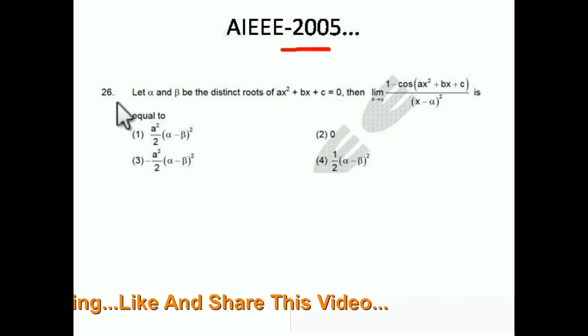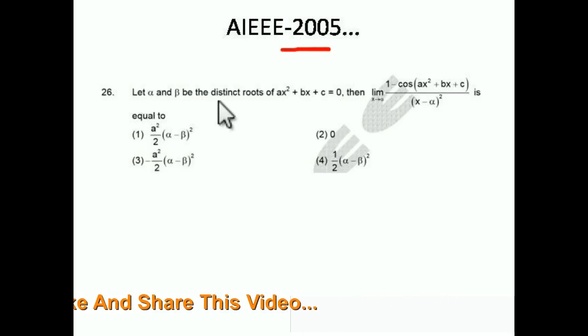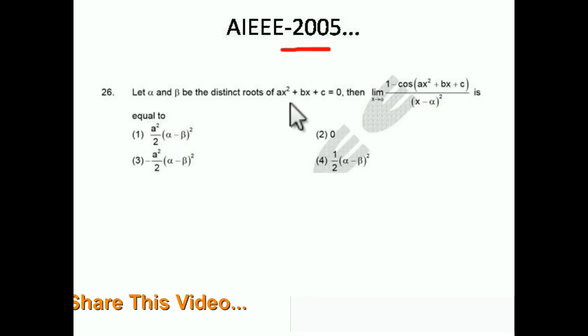The first one: let alpha and beta be the distinct roots of ax square plus bx plus c is equal to 0. Then the limit as x tends to alpha of 1 minus cos of (ax square plus bx plus c) upon (x minus alpha) whole square is equal to what?